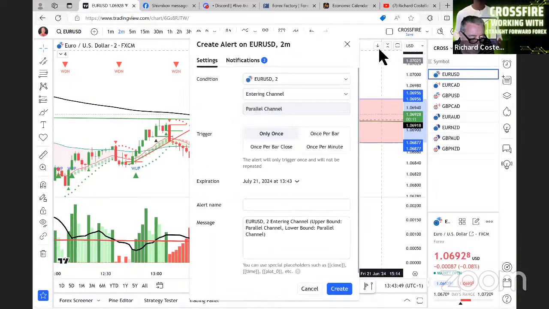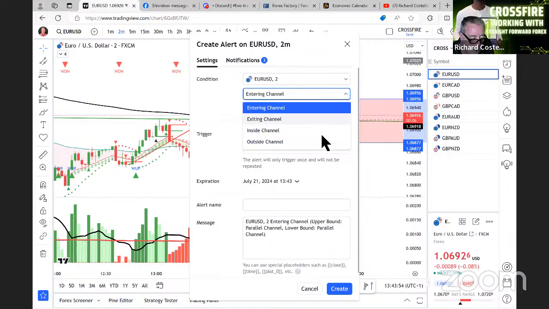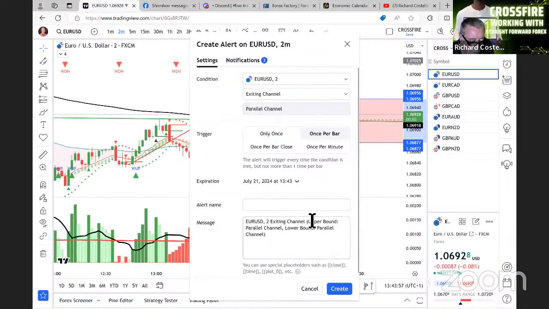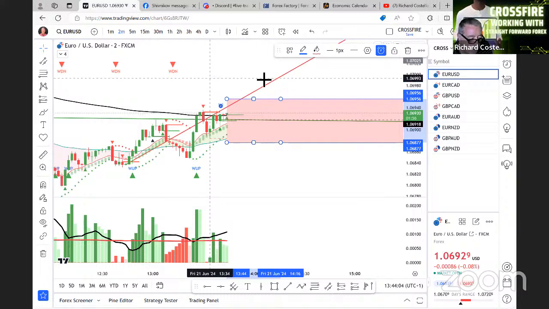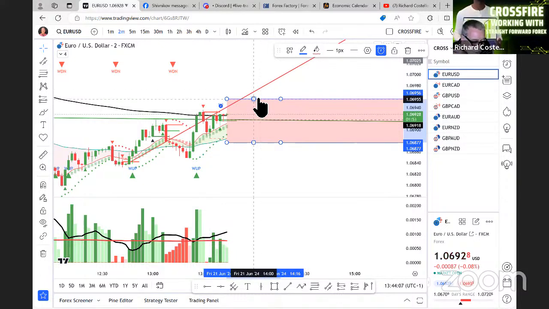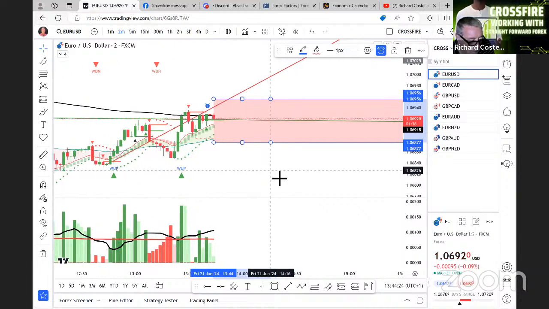If I click on that alarm clock and ask it to let me know when price exits the channel, once per bar, and create, you should see the alarm icon there. I'm going to have to adjust this as time goes by. But the bottom end of the channel is about right. It needs to come below that red dashed line. And then I don't jump in when I get the alert.